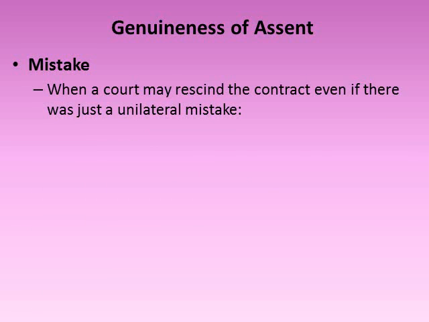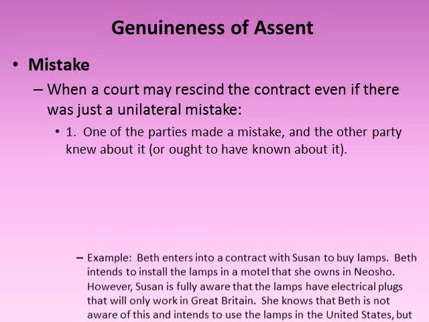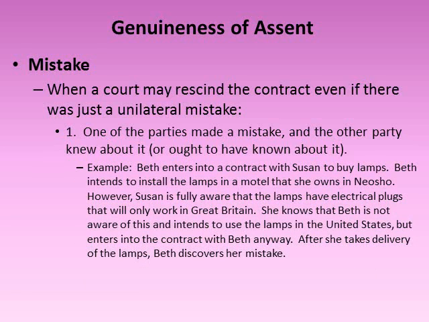So if we have a unilateral mistake, only one of the parties actually made the mistake, the court may rescind the contract, even if it was unilateral, if one of the parties made a mistake and the other party knew about it or ought to have known about it. In other words, the other party knew that his partner in this contract deal had a mistaken belief about something and did nothing to correct it, and just let him go out on a limb with this mistaken belief. Let's look at an example here.